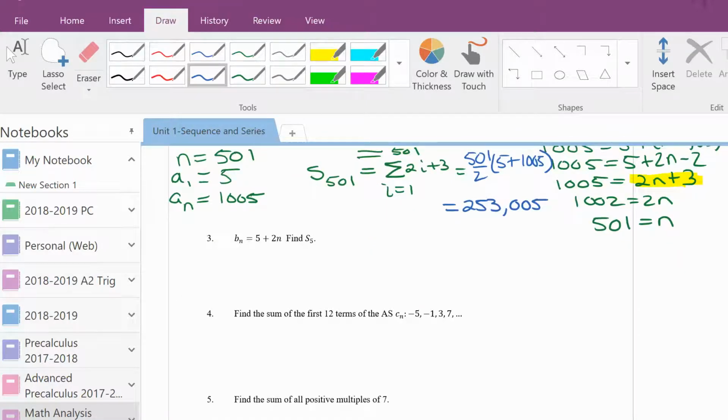So for number 3, to find the sum of the first 5 terms of 2i plus 5, we know that there are 5 terms. The first term, if we put 1 in, gives us 7. The last term, if we put 5 in, gives us 15. So then we just multiply and we get 55.